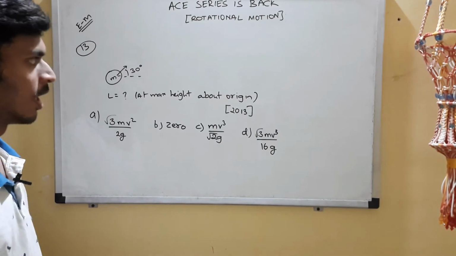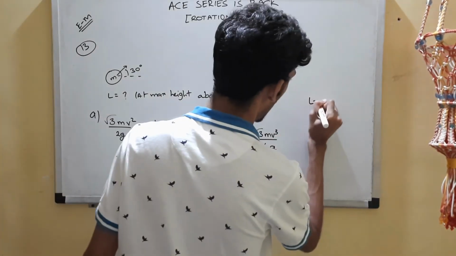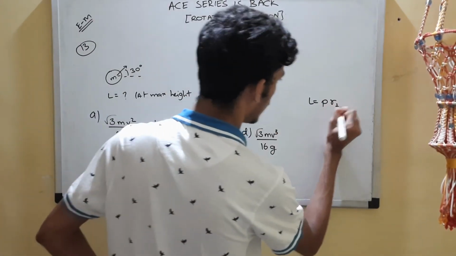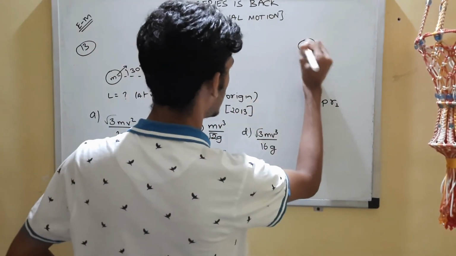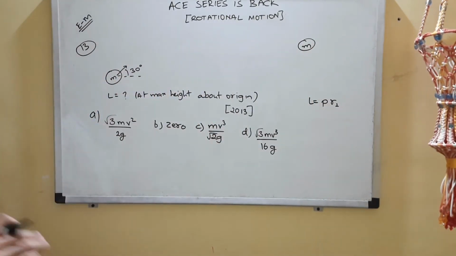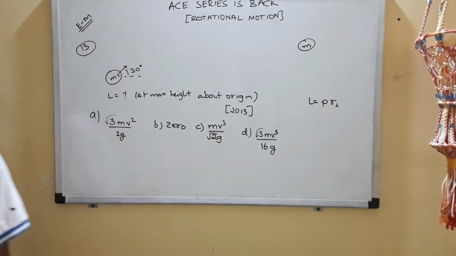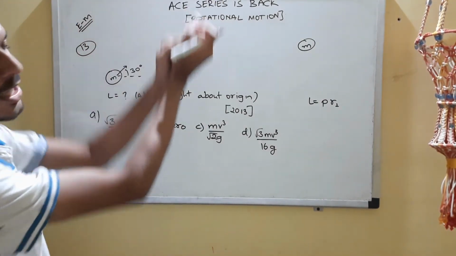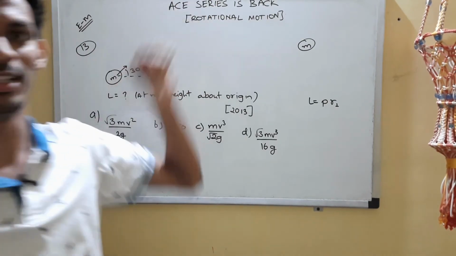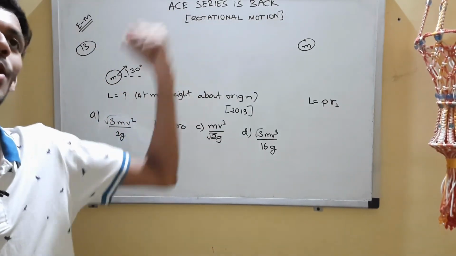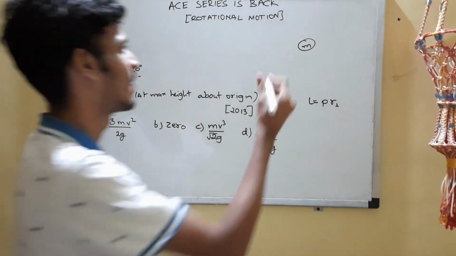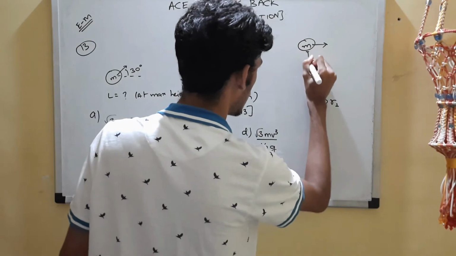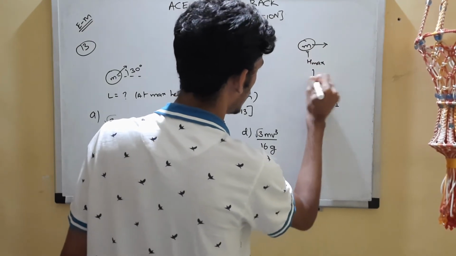Angular momentum will be simply given as the linear momentum times the perpendicular distance. When this projectile reaches the maximum height, the only component of velocity acting will be the horizontal component. The vertical component slowly keeps decreasing and finally becomes 0 when the height achieved is maximum. That's why it does not move up, and that is the maximum height by definition.